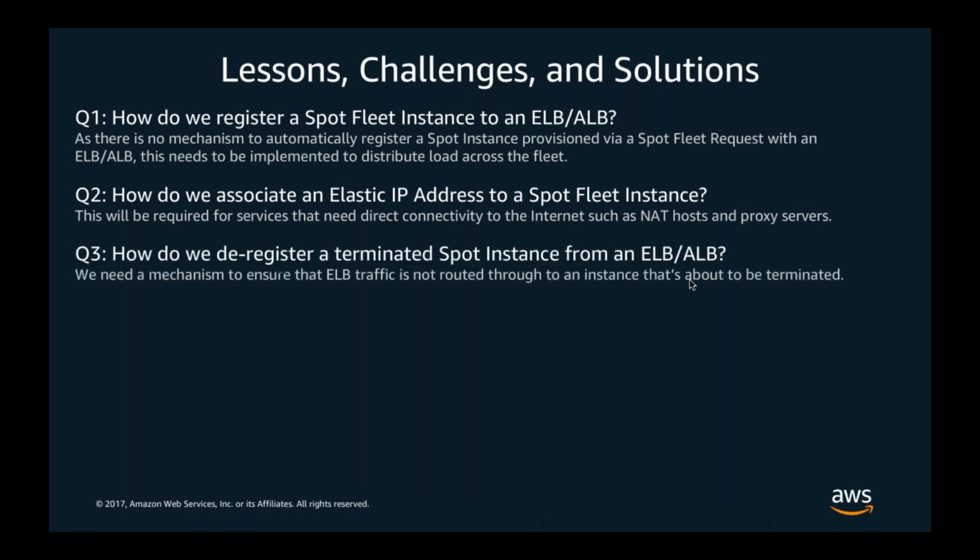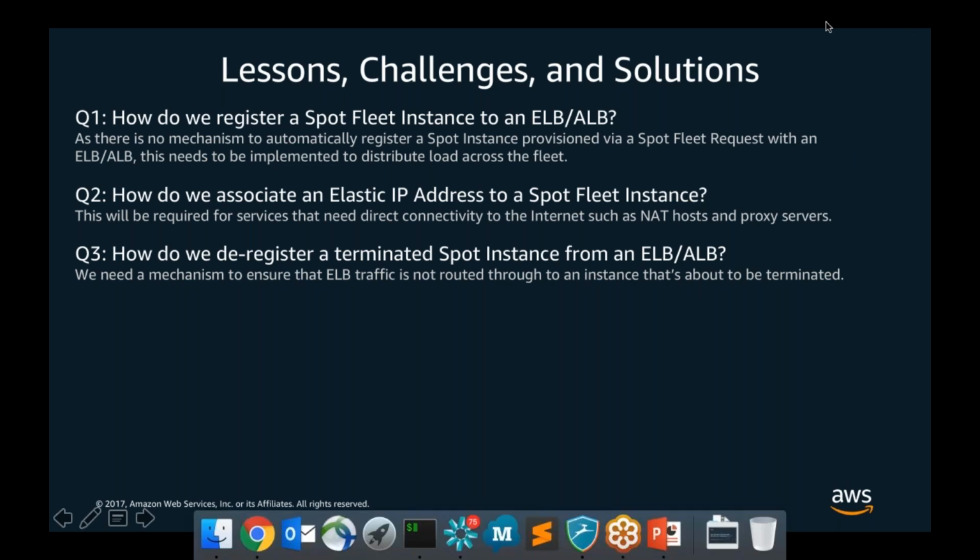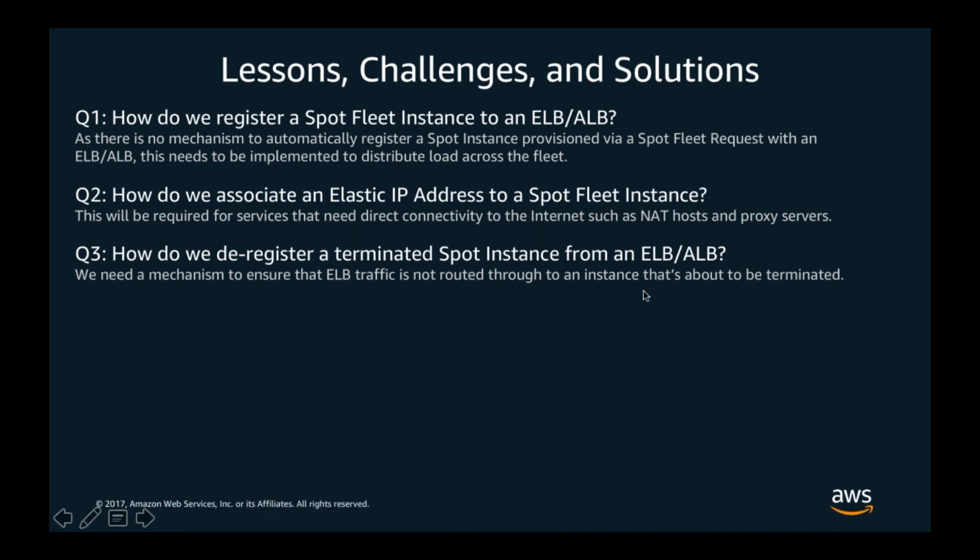The third challenge was how do we deregister a terminated Spot instance from the load balancer? As Spot instances have a roughly 2 minute warning window when they're about to be terminated, we need a mechanism to ensure that the elastic load balancer traffic is not routed to an instance that is about to be terminated. Luckily, there is a well-documented process from AWS. The idea is to run a script as a cron job that polls the instance metadata for this termination warning.